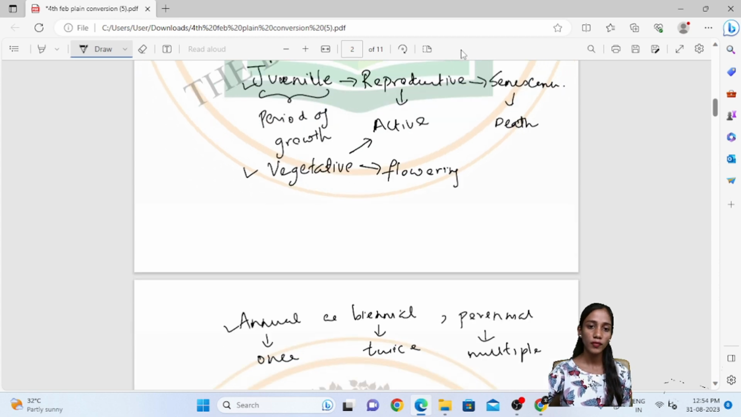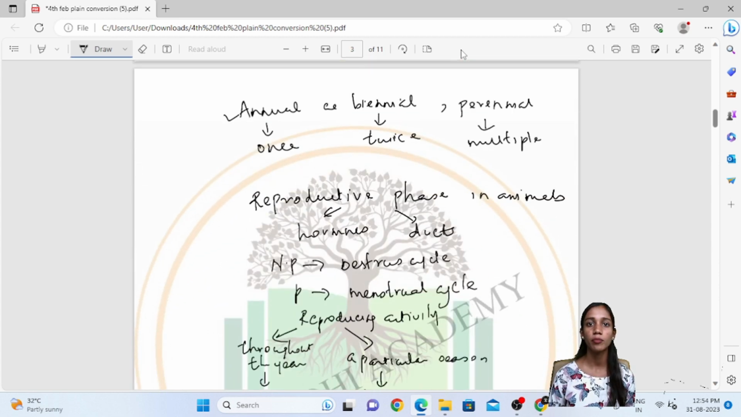The reproductive phase in plants is called the flowering stage, where the plant flowers. Depending upon their flowering pattern, the plants are divided into three types: annual, biennial and perennial. In the annual ones, the plant flowers only once in a year. In the biennial, it flowers twice, and in perennial it flowers multiple times. The annual and biennial have a clear-cut distinction between the vegetative, reproductive and senescence stages, whereas the perennial do not.